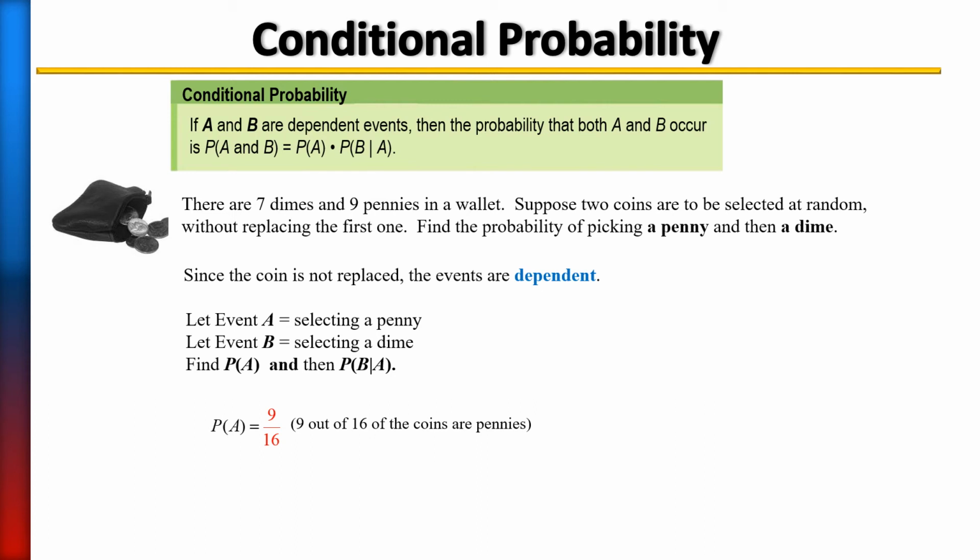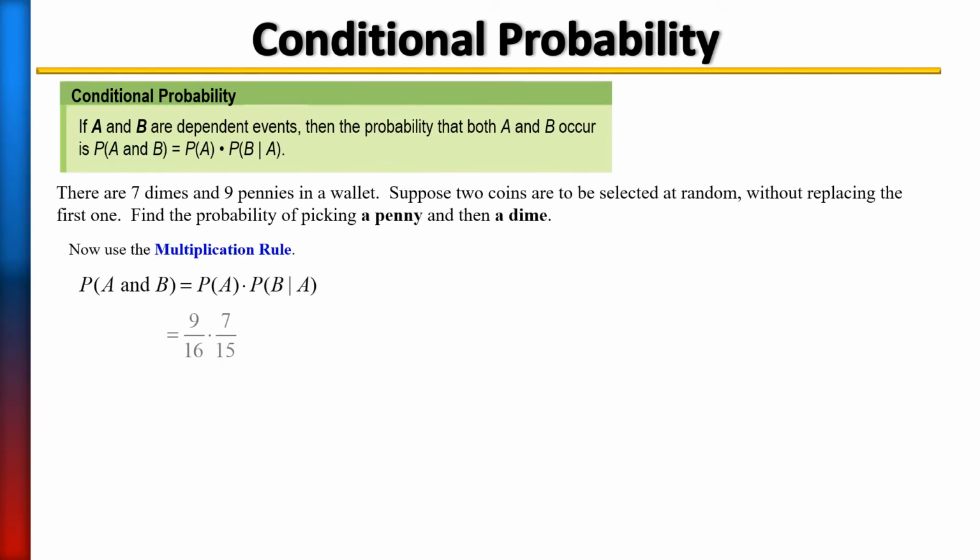So how many of those coins are dimes? Well, there are 7 coins that are dimes, but I have a total of only 15 coins left. So my probability of selecting a dime, given the fact that I took a coin out, is going to be 7/15. Now, all we need to do at this point is simply multiply these 2 events, and we have the probability of these compound events. So let's go ahead and multiply these 2 fractions. We have 9/16 times 7/15.